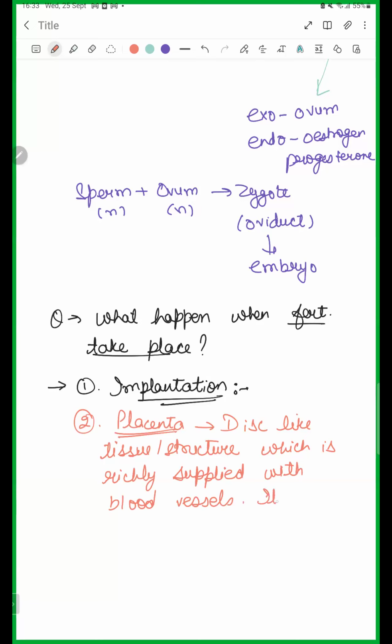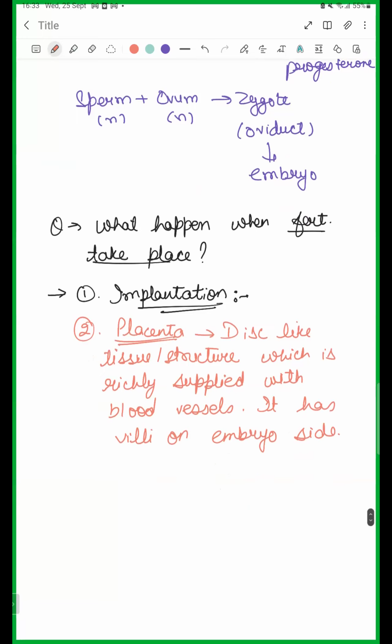It has villi on the embryo side. Why villi? Because villi increase the surface area for the absorption of food and also the waste material that has to be taken from the embryo body to the mother's body. So it has villi on the embryo side because villi increase the surface area, and blood spaces on the mother's side.